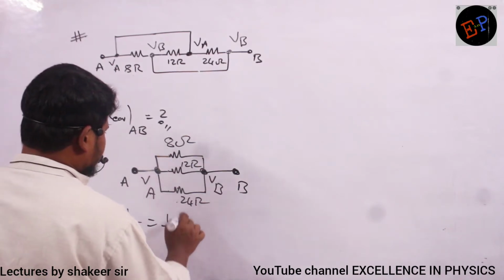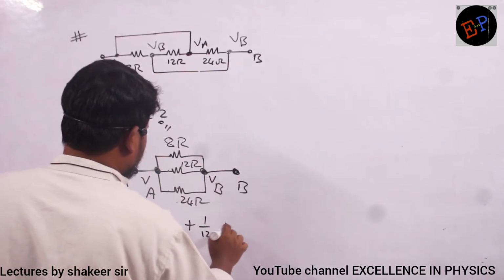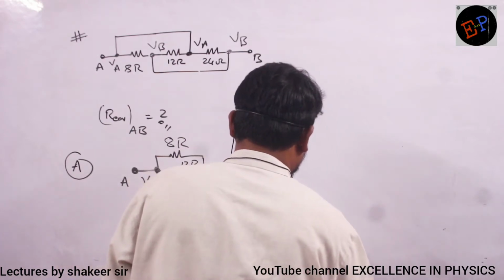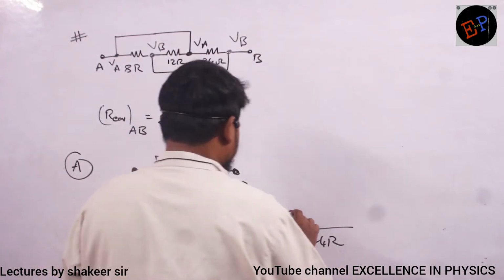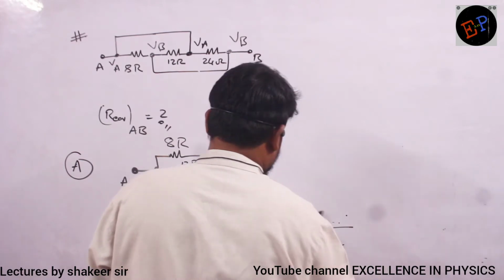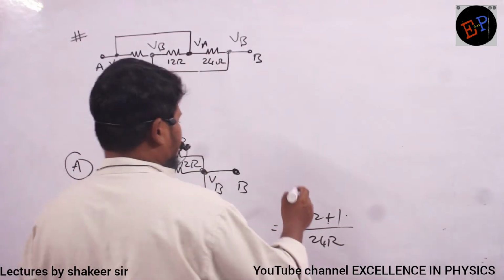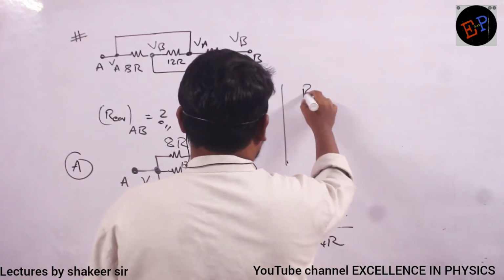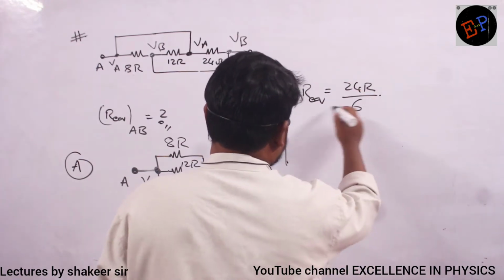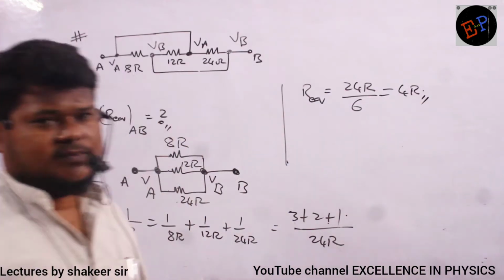1 by 8R plus 1 by 12R plus 1 by 24R. LCM I can take as 24R. Okay, ma? So 3R plus 2R plus 1R, no need of R again. So 3 plus 2 plus 1. Okay? So therefore, what is the equivalent resistance? R equivalent is equal to 24R divided by 6. 6 4s are 24. So 4R is the equivalent resistance. That is our answer.